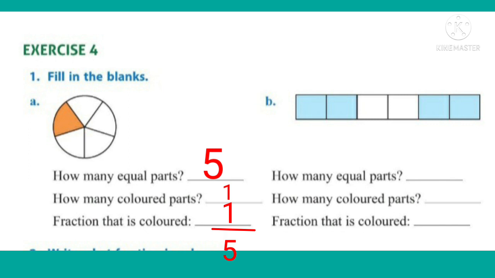Now let's move on to the next question. See here, the whole is divided into 6 equal parts. So how many equal parts are there? 6. And how many colored parts? 4. So the fraction that is colored is equal to, yes, 4 by 6. So 4 by 6 is the fraction. That is the number of parts taken by number of equal parts. Now let's move on to the next question.